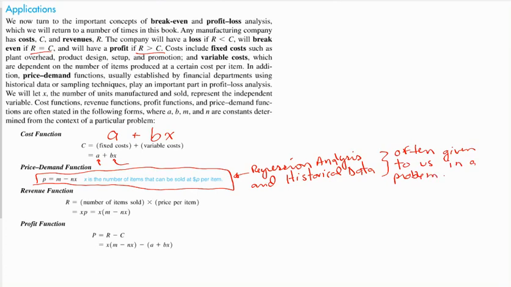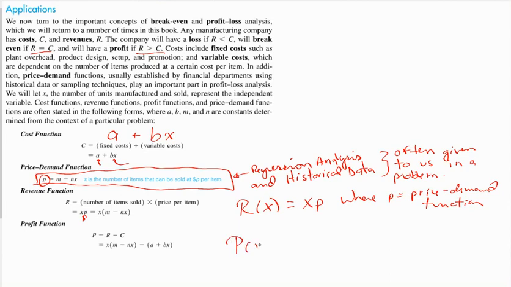The revenue function is going to be the price demand function p, that's what this p is here, times x, which is the number of items sold. And profit is a capital P, where the price demand is a lowercase p. So capital P of x is equal to the revenue minus the cost. But remember, the revenue we've just defined as x, the number of items, times p, the price per item from the price demand function.